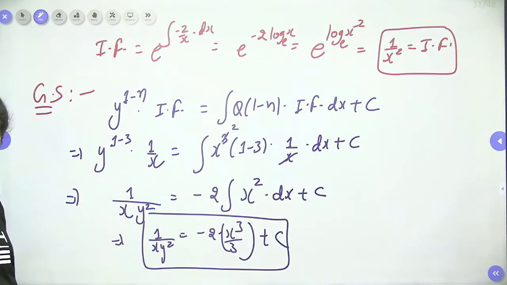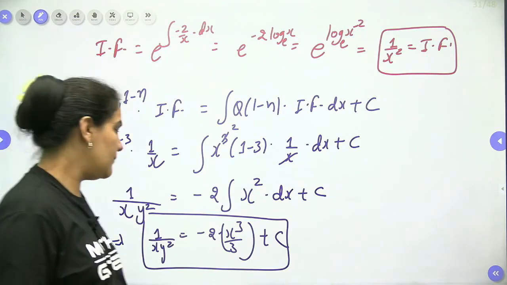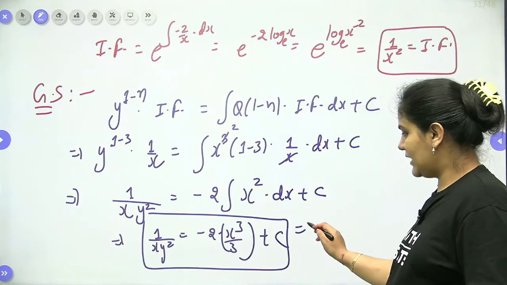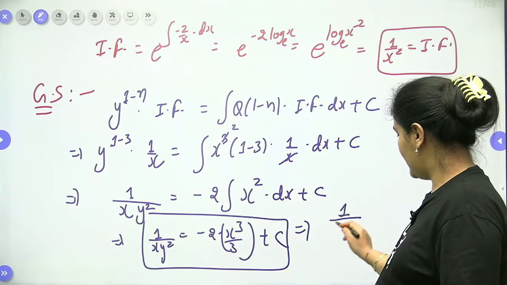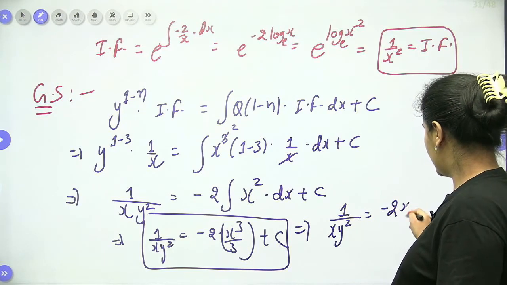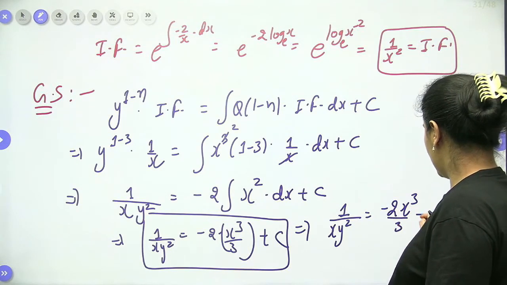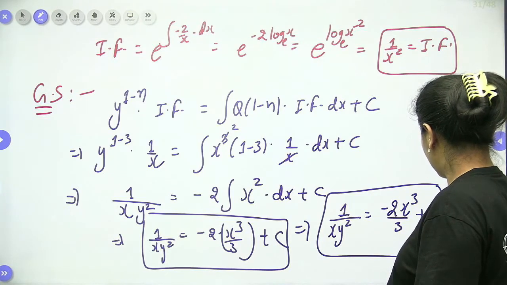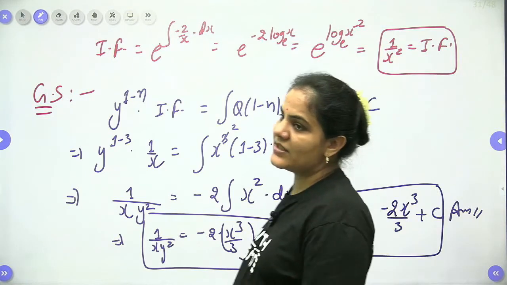Okay, whenever we have options, we can make changes according to the options, right? So finally, right now we can say the answer will be 1 by x y square is equal to minus 2x cube by 3 plus c. Okay, so this will be my final answer. Is it clear, guys? Right?